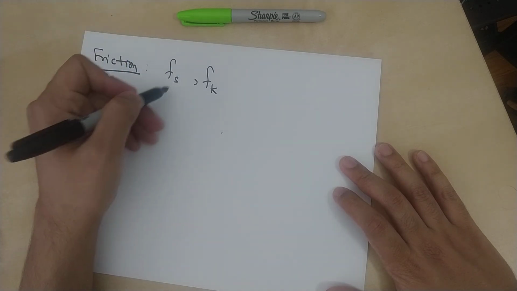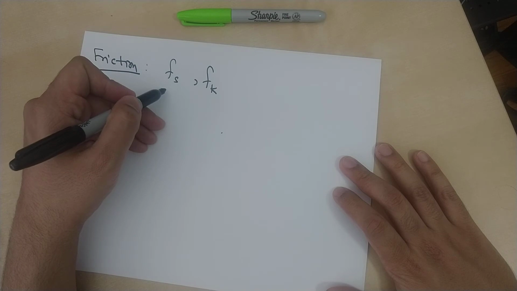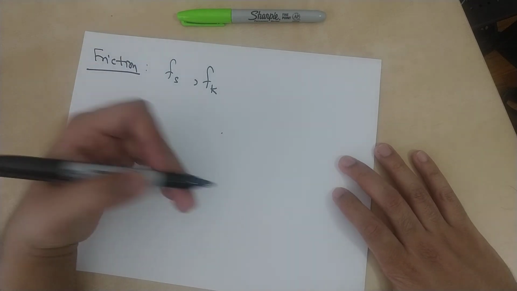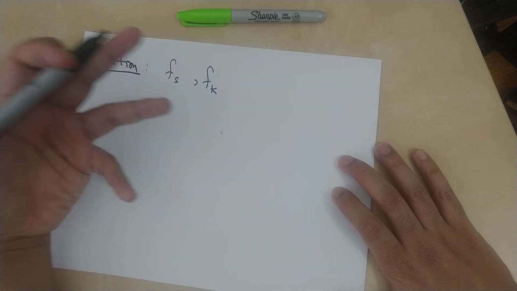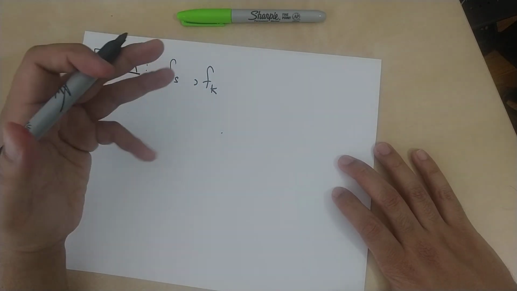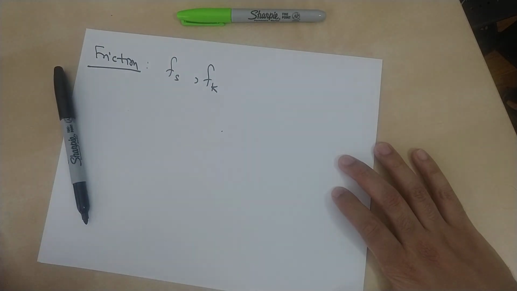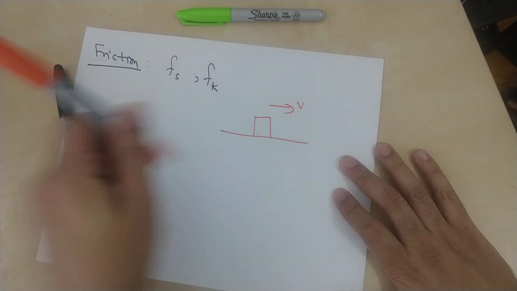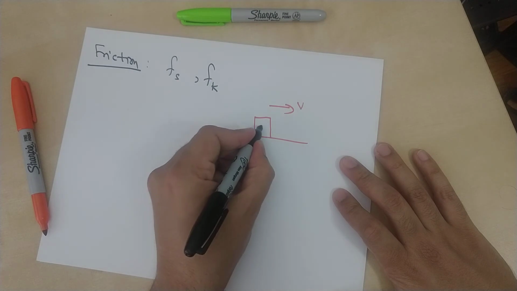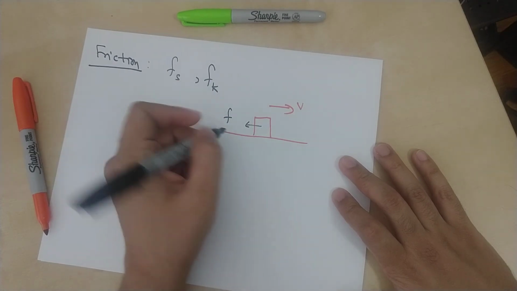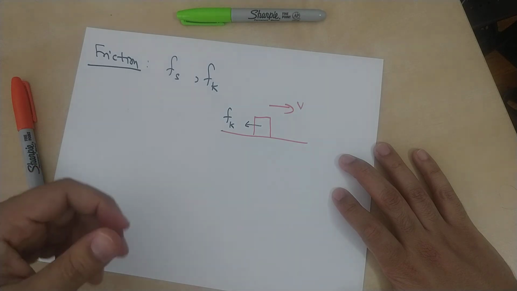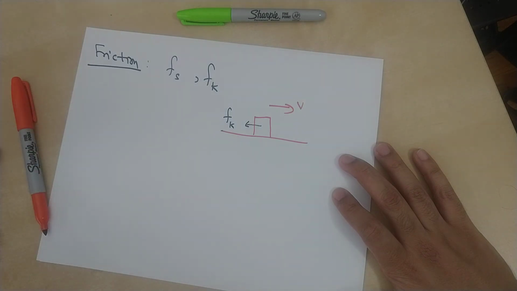That's when we say that a static frictional force is acting on you. When an object is moving, you still feel some resistance. That's kinetic friction. Again, we'll talk about that. It's always opposite to the direction of motion. If this object is moving in this direction, and I'm just drawing the forces that are relevant, there's going to be a kinetic frictional force in the opposite direction.